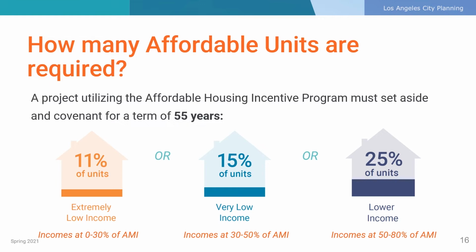The units provided must be set aside and covenanted at these levels for a term of at least 55 years, which means that the property owner is required to keep these rents affordable to households at that income level for 55 years, even if the tenants change.